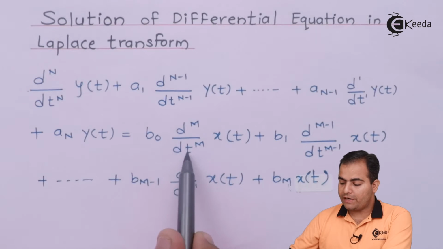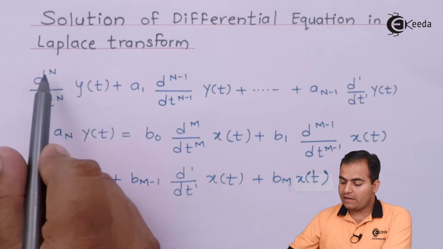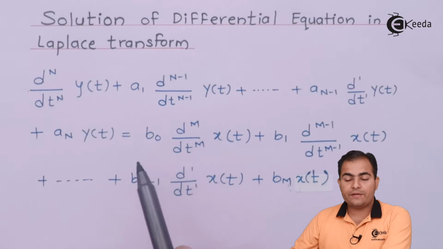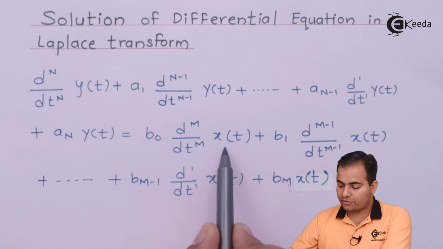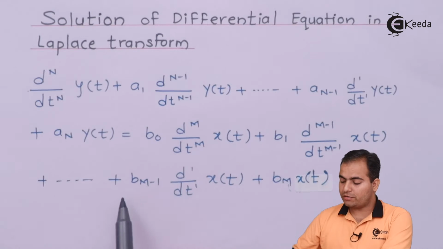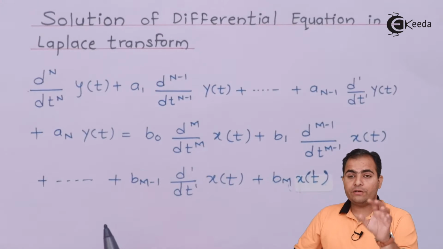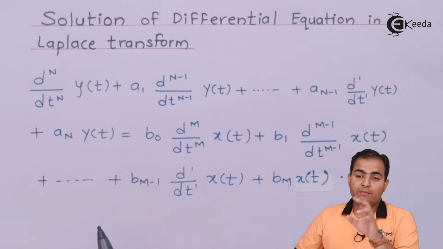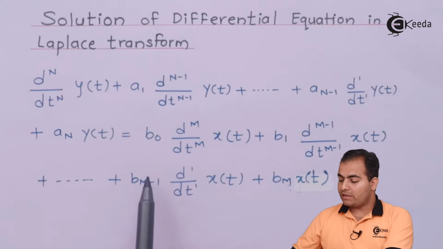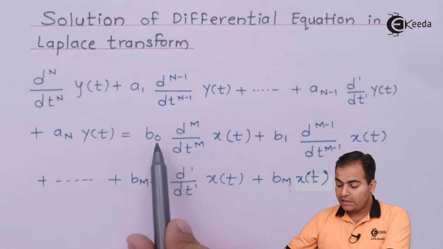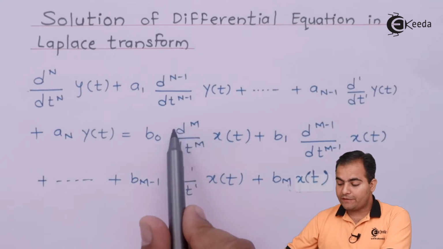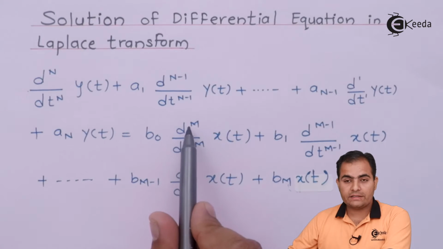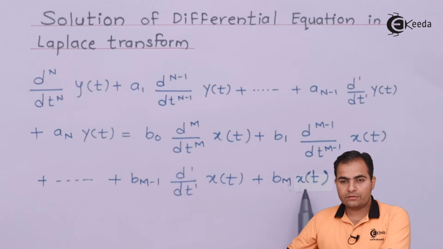b0 d raised to m upon dt raised to m of x of t, where n and m are both orders of differentiation and are different, and here we differentiate x of t. The same thing I have done here also, because I have told you we are going to differentiate y of t as well as x of t, but till nth order. Now what is the last value of this differentiation? This index will increase up to m, while the differentiation order decreases from m to 0, so we have only x of t.